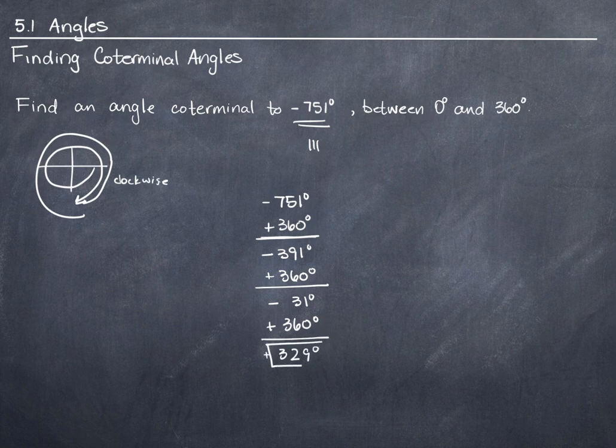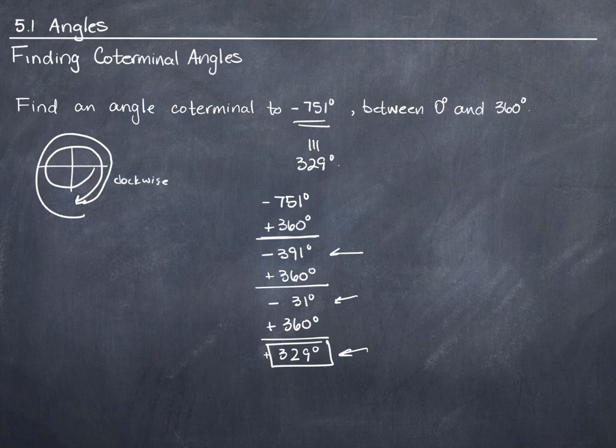So this angle, 329, is coterminal to negative 751 degrees, and it's positive, right? These are all actually coterminal to negative 751. But the one I want, usually, is the one between 0 and 360. So that's why I stopped when I did. Now that's a pretty simple process, but what if it's in radians?